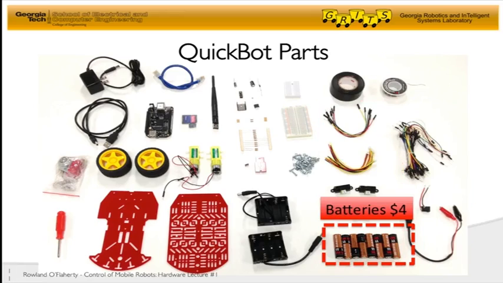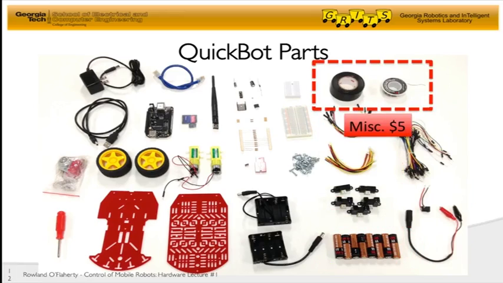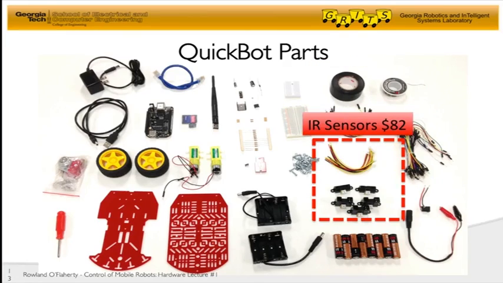Spend about $4 on batteries. Miscellaneous solder and electrical tape will be about $5. Now, a big cost is the IR sensors. Unfortunately, each IR sensor with the wire costs about $16 or so, and there's 5 on this.